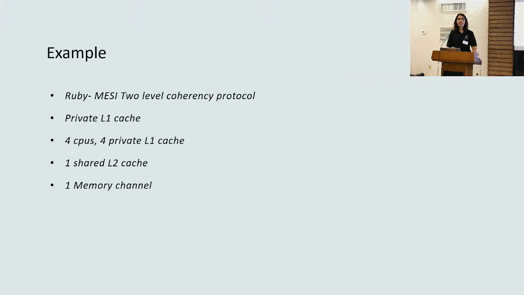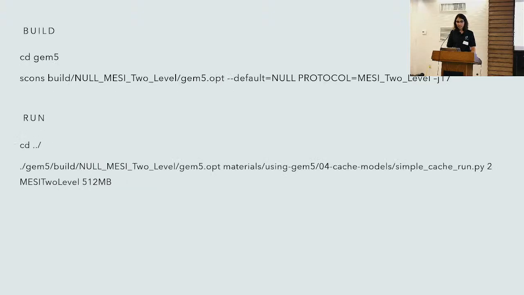So now we talked about this. Let's look at a more complex example. Here we want to run a simple configuration file with MESI two level. MESI two level has a private L1 cache and a shared L2 cache. In this case, we have 4 CPUs, 4 L1 caches, 1 L2 cache, and 1 directory, because we only have 1 memory channel here.